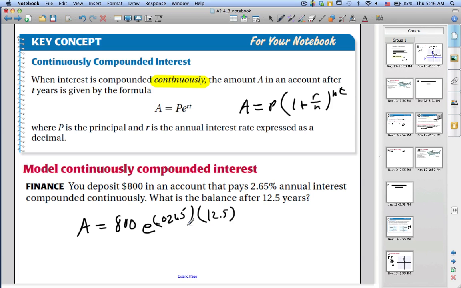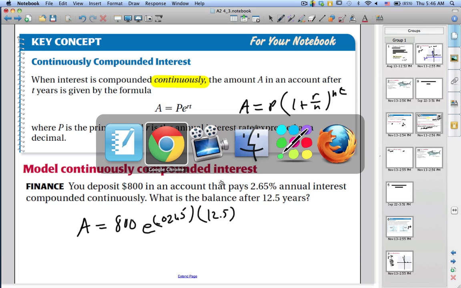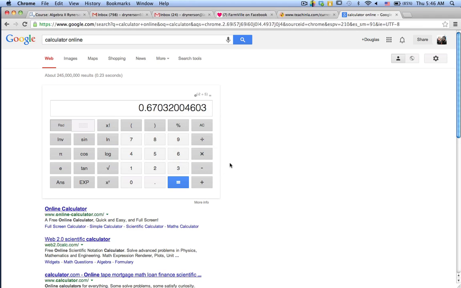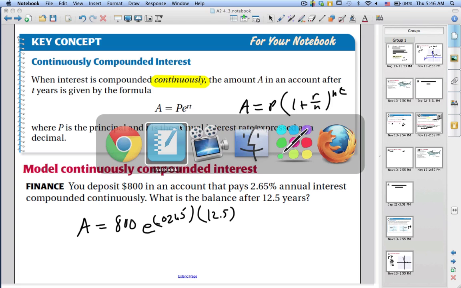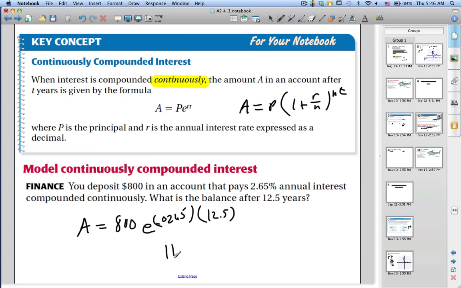Okay, so again, I'm going to use a calculator for this. So if I have e, and I'm going to take it to the 0.0265 times 12.5 power, I get this value, times 800. So it becomes 1,114.17. Right, this was dollars as well.